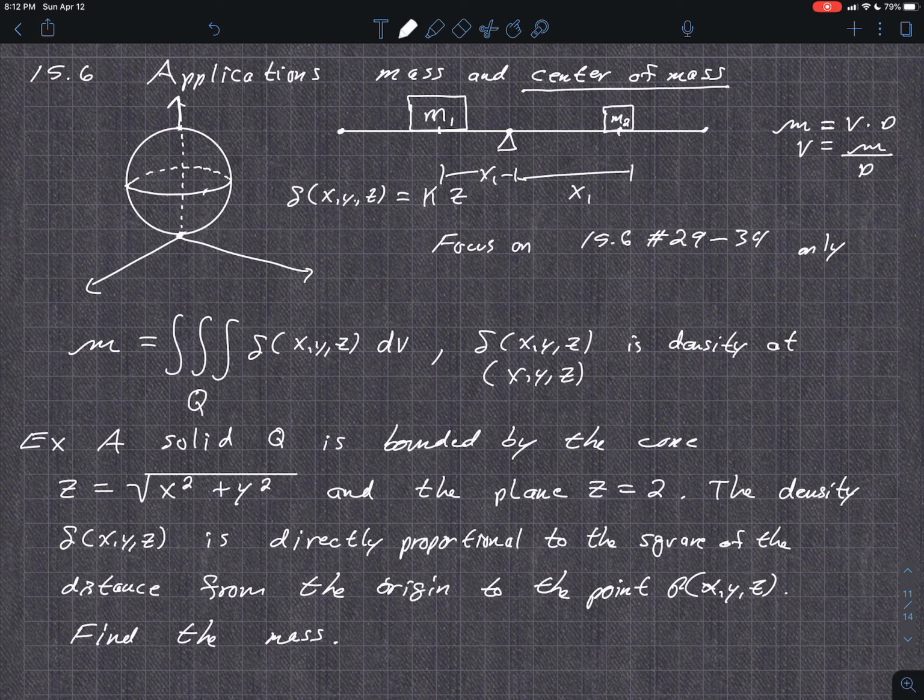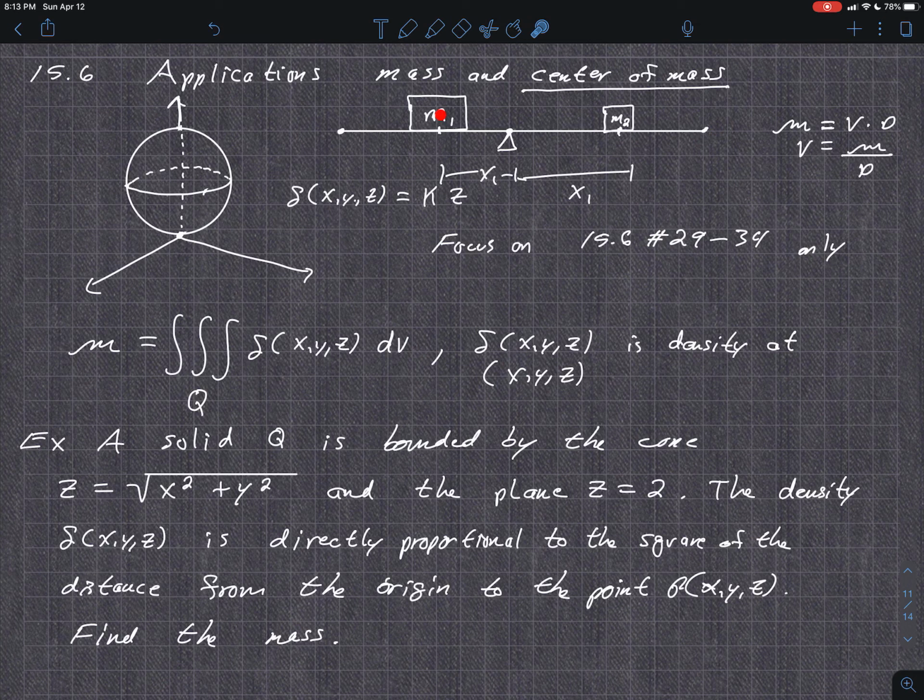This is applications of triple integrals. Specifically, this is basically moments about an axis and mass. You would have seen some of this in Calc 2, talking about center of mass and moment, that kind of stuff.